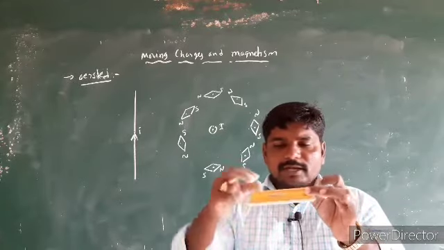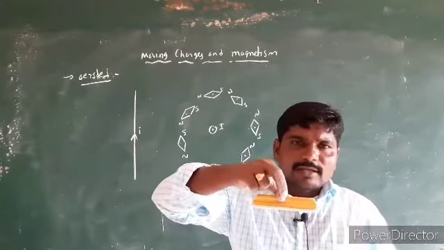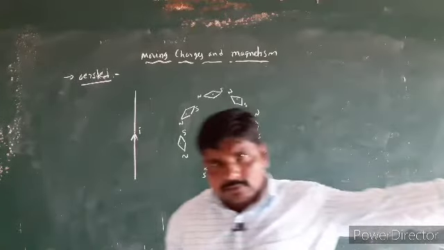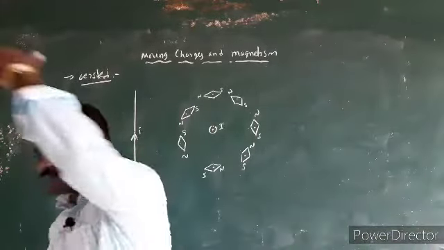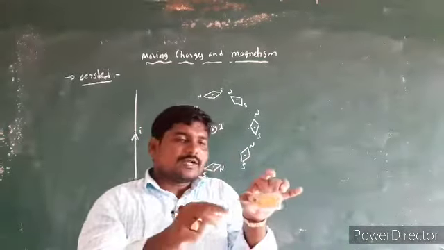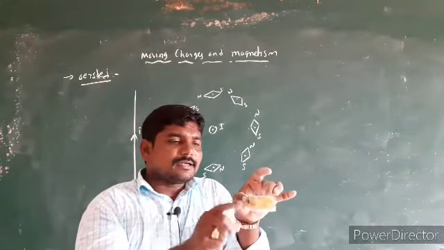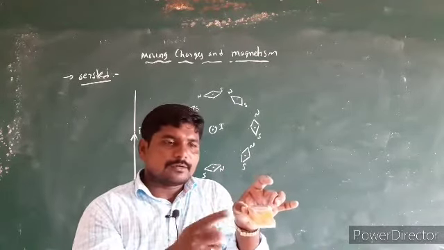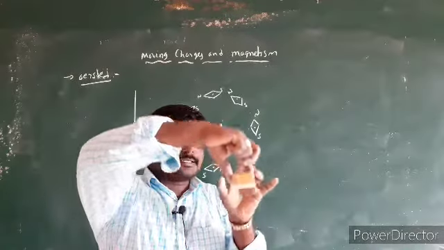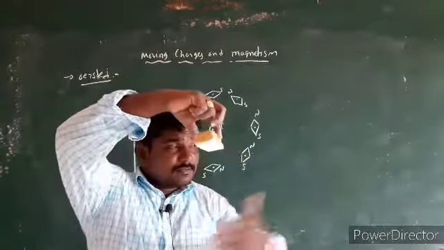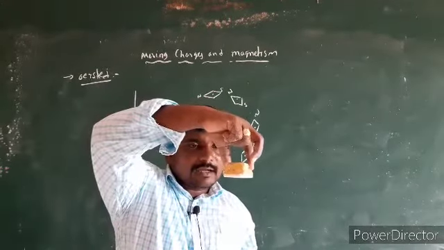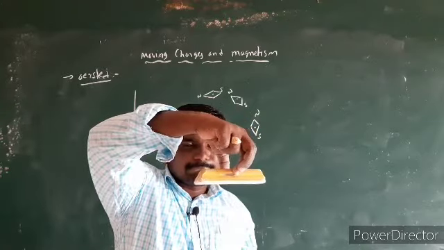When we suspend a magnet freely, it always tries to align in the direction of the magnetic field. For example, the direction of the earth's magnetic field is from south to north. Now I place the magnet like this. This is the north pole, this is the south pole. Now I suspend it like this. The direction of the earth's magnetic field is south to north like this. Now what happens? This magnet rotates like this.